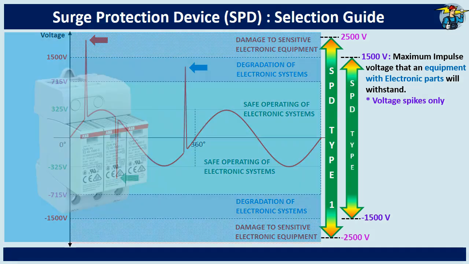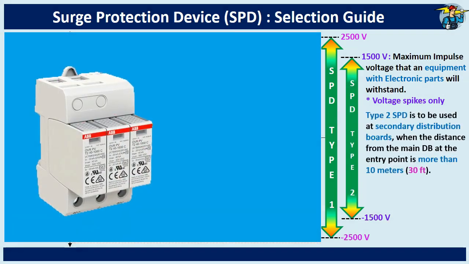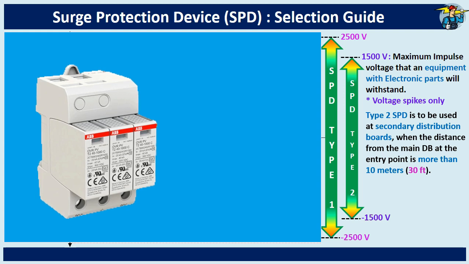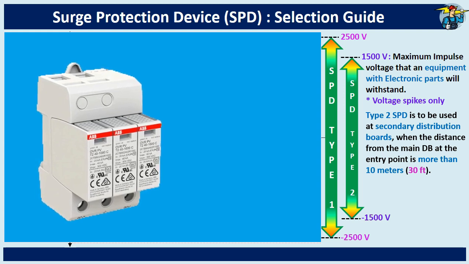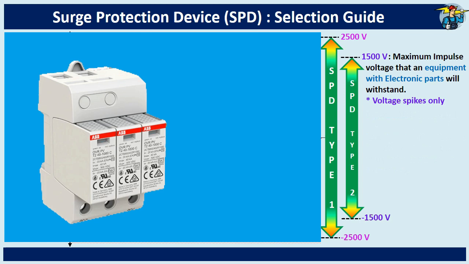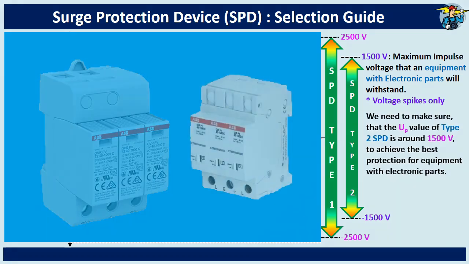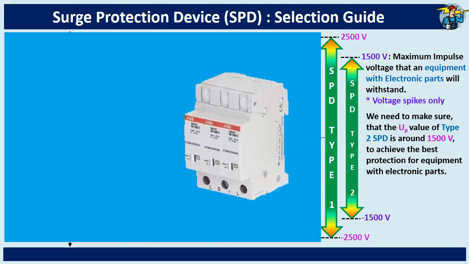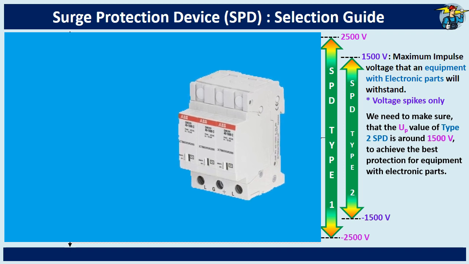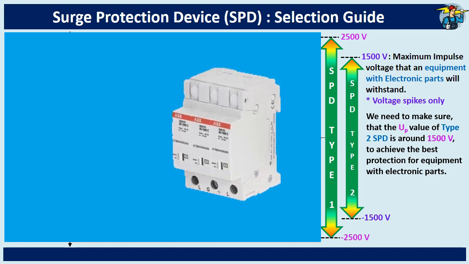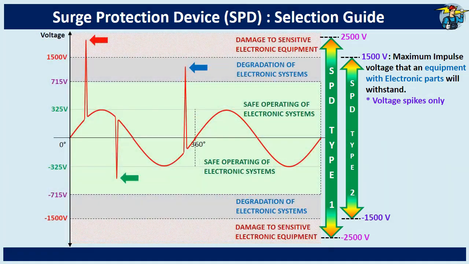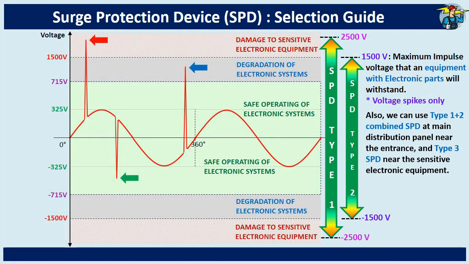So, type 2 SPD is to be used at secondary distribution boards when the distance from the main panel board at the entry point is more than 10 meters. We need to make sure that the UP value of type 2 SPD is around 1500 volts to achieve the best protection for equipment with electronic parts. Also, it is possible to use type 1+2 combined SPD at the main distribution panel near the entrance, and type 3 SPD near the sensitive electronic equipment.